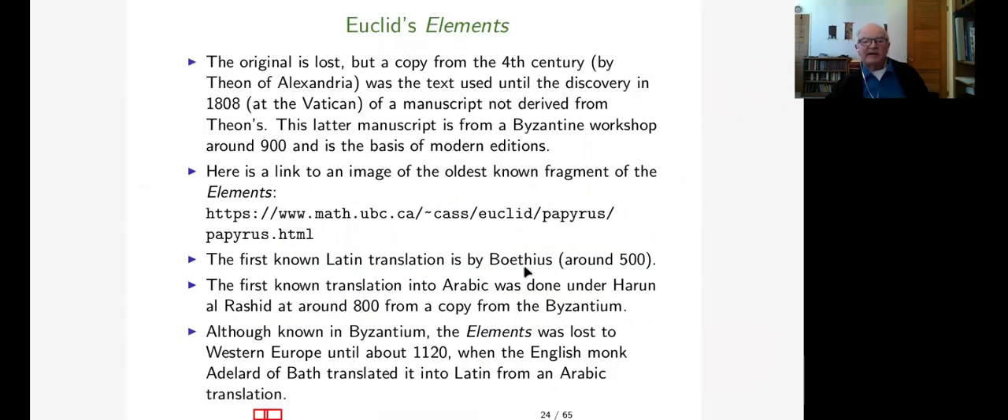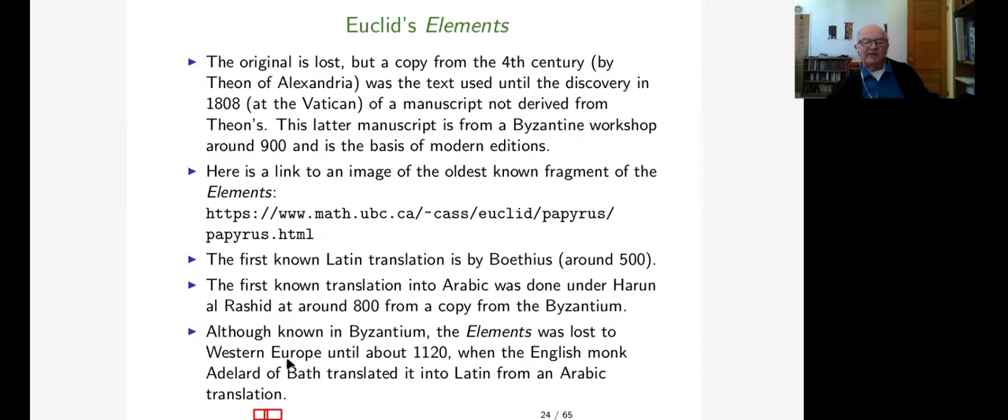The first Latin translation was by Boethius from around 500, and the first known translation into Arabic we know of was done under Harun al-Rashid around 800 from a copy from Byzantium. And although known in Byzantium, the Elements was lost to Western Europe. So that's Byzantium, nowadays Asia Minor, Turkey.